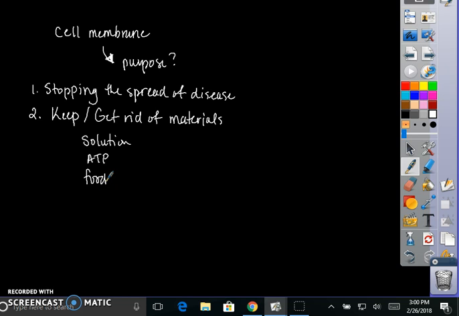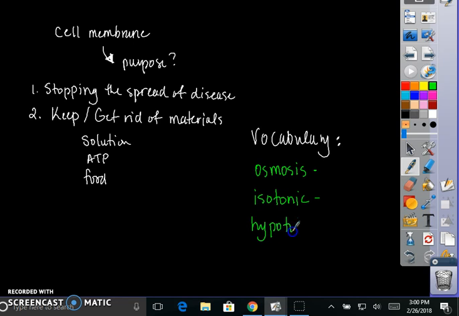Okay, so there's a couple of vocab terms that we need to think about. So vocabulary, let's make a list. So we've got osmosis. And so you'll have to look up what osmosis means. And let's see. Then the next ones are isotonic, hypotonic, and hypertonic. Okay, so these are all terms that are going to fit under the umbrella of osmosis.